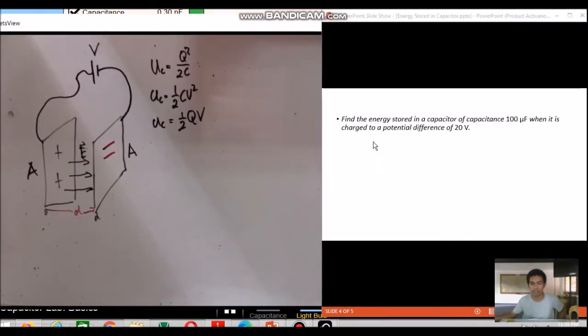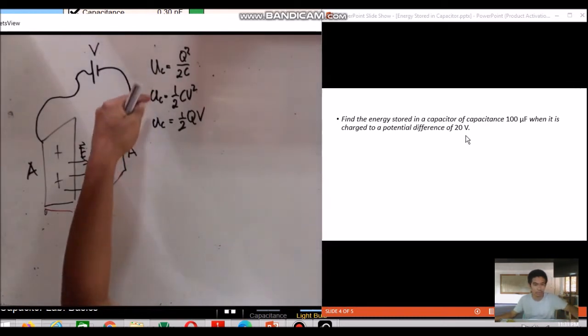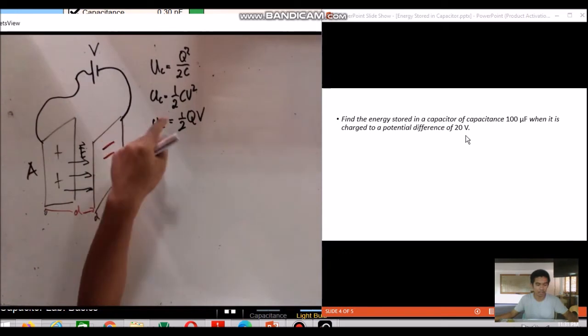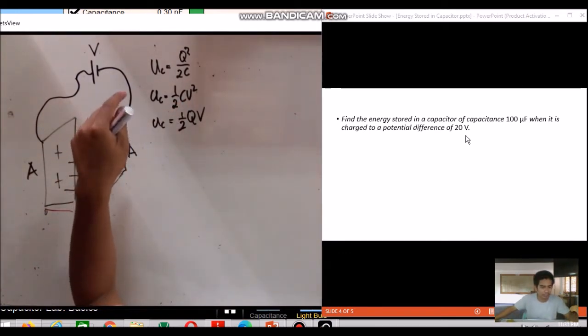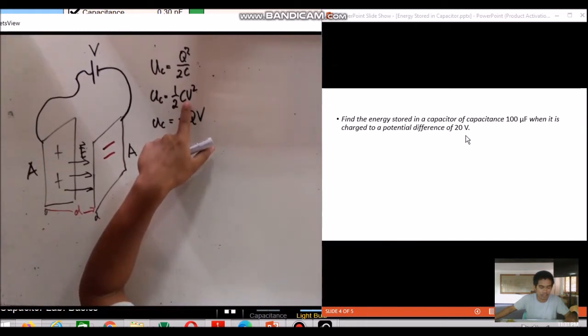Let us try solving this problem involving energy stored in a capacitor. Find the energy stored in a capacitor of capacitance 100 microfarad when it is charged to a potential difference of 20 volts. So we have here a capacitance and then voltage. Which equation are we going to use? Capacitance is given and the potential difference is given, so we can use this.